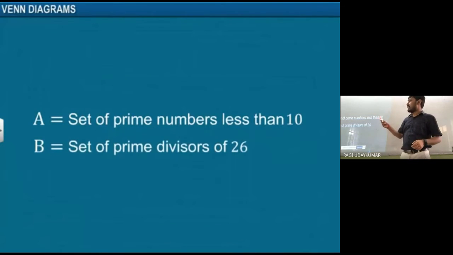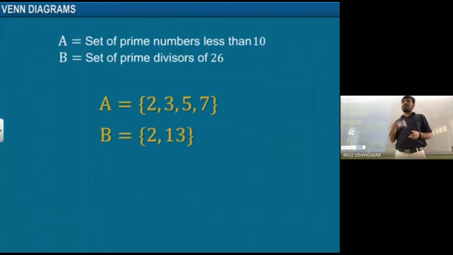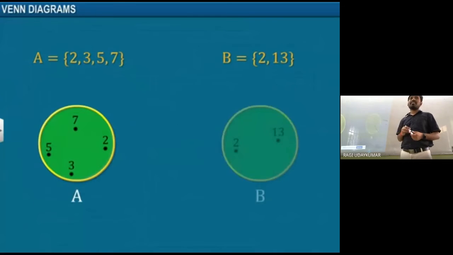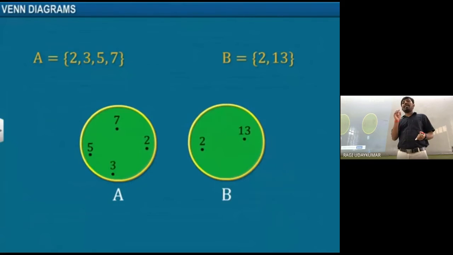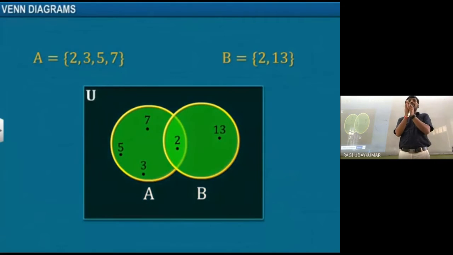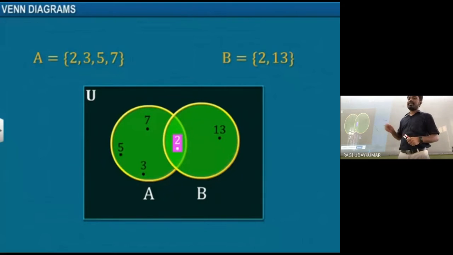Okay. A is the set of the prime numbers less than 10. B is the set of the prime divisors of 26. Suppose you are taking A, you are going to get prime numbers less than 10 as 2, 3, 5, 7. Prime divisors of 26 क्या है? 2 and 13. Whenever you consider these two sets, they are going to have 2 in common. As you are having the common element, that part should be written as one intersection part. We call this an intersection. So the intersection of these two sets will be represented like this.